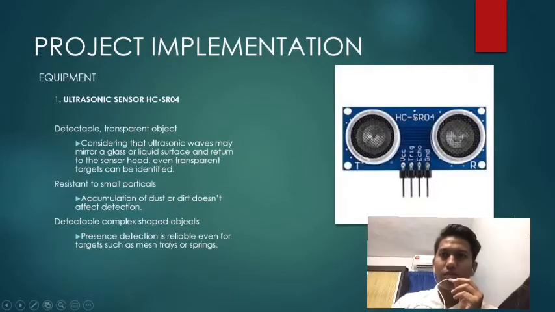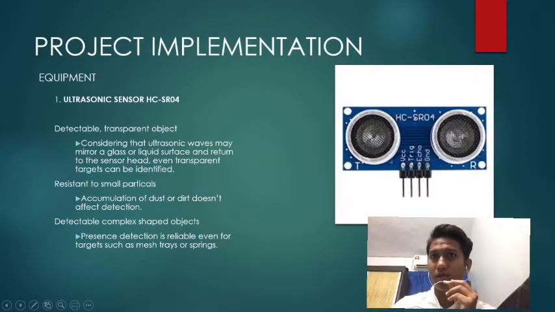For the equipment needed, the first is the ultrasonic sensor HC-SR04. It can detect transparent objects. Secondly, it is resistant to small particles. And lastly, it can detect complex-shaped objects.